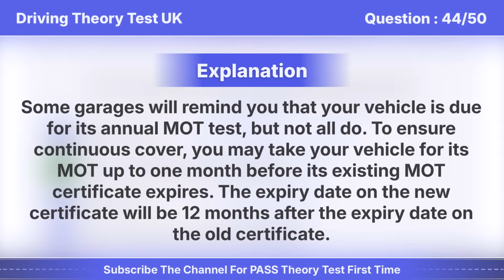Some garages will remind you that your vehicle is due for its annual MOT test, but not all do. To ensure continuous cover, you may take your vehicle for its MOT up to 1 month before its existing MOT certificate expires. The expiry date on the new certificate will be 12 months after the expiry date on the old certificate.